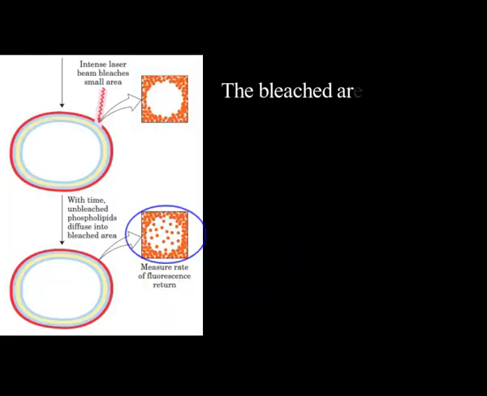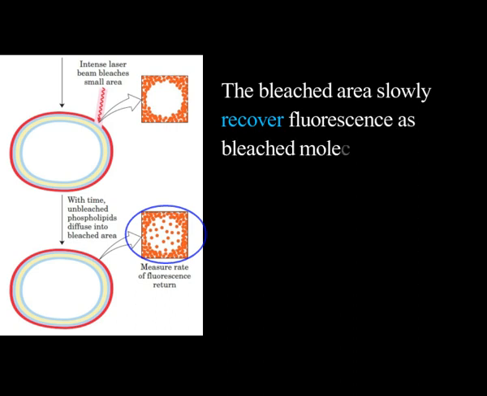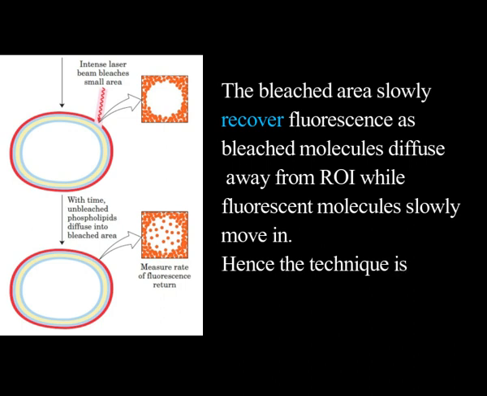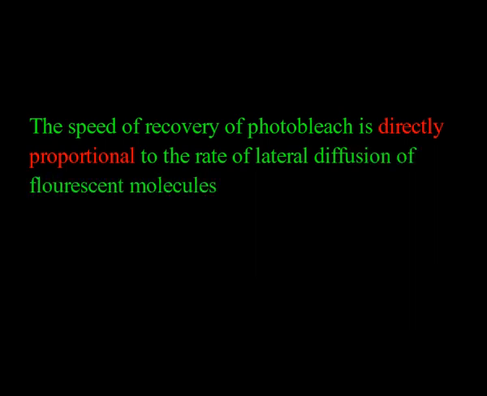The bleached area slowly recovers fluorescence as bleached molecules diffuse away from the region of interest while fluorescent molecules slowly move in. Hence, the technique is called fluorescence recovery after photobleaching. The speed of recovery of the photobleached area is directly proportional to the rate of lateral diffusion of fluorescent molecules.